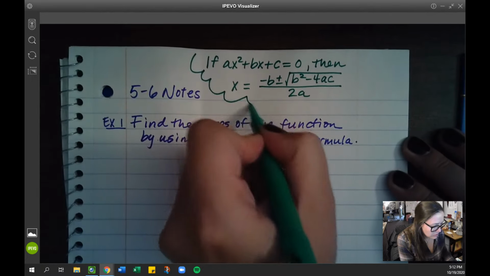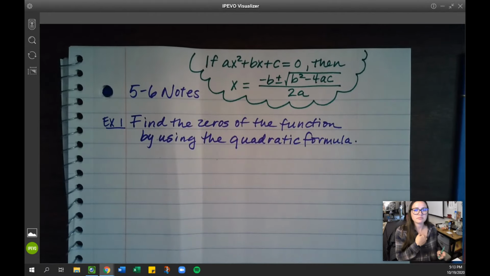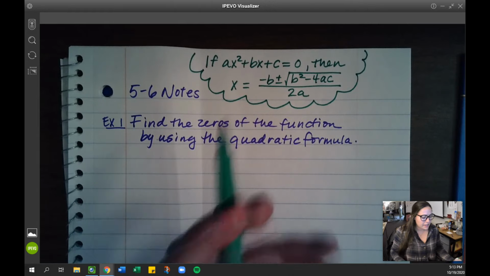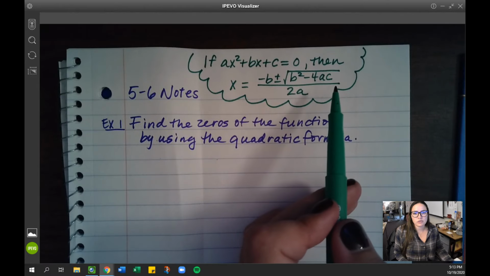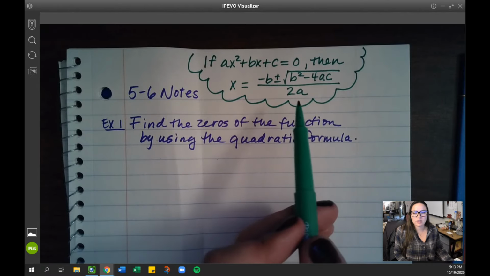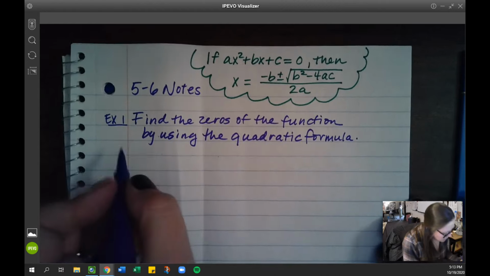Like I said, it looks crazy to start, but once you get the hang of it, it's not too bad. The quadratic formula is negative b plus or minus the square root of b squared minus 4ac all over 2a. Pause it if you need to make sure you got everything written down because we're going to need it. All right.